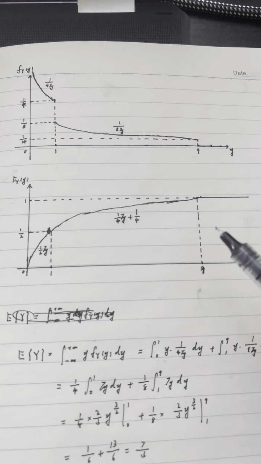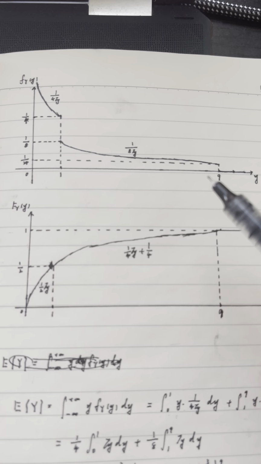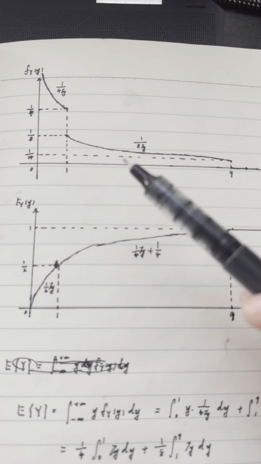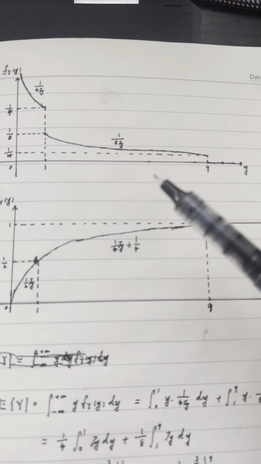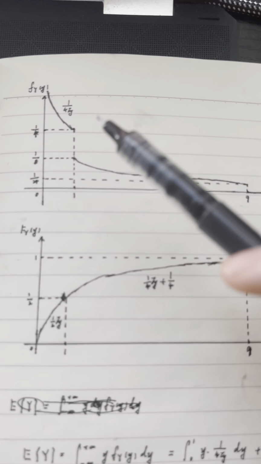The figure is like this. We just simply draw the different intervals of y's values. So we have these two figures.